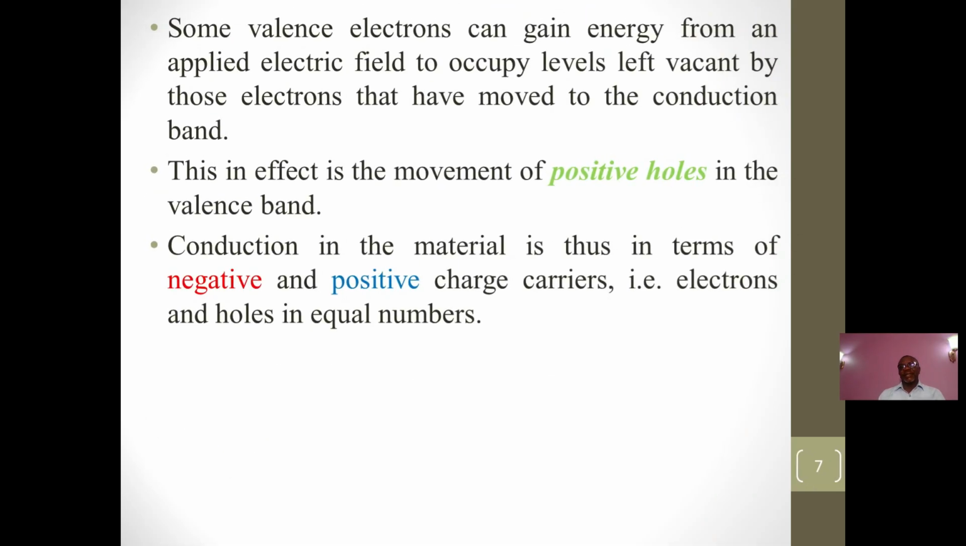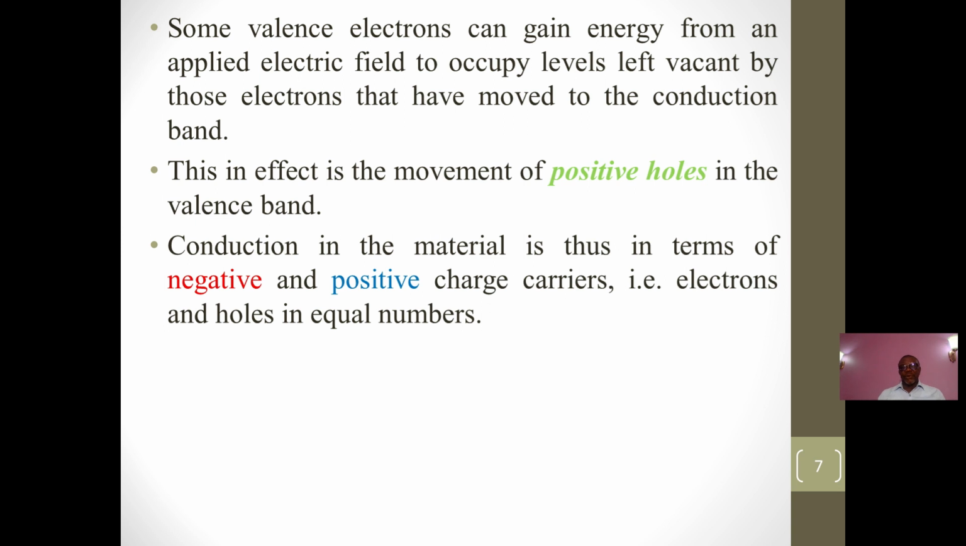Some valency electrons can gain energy from an applied electric field to occupy levels left vacant by those electrons that have moved to the conduction band. This in effect is the movement of positive holes in the valency band. Conduction in the material is thus in terms of negative and positive charge carriers, which we call electrons and holes in equal numbers. Let me throw more light here.